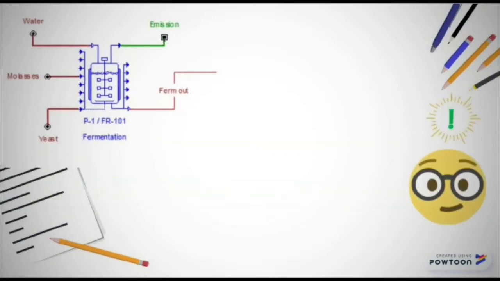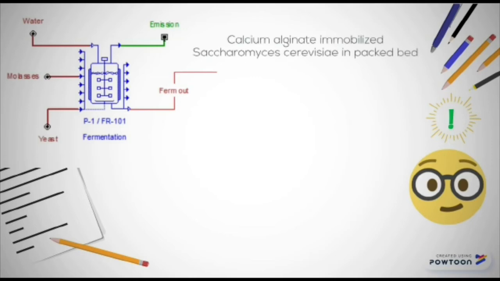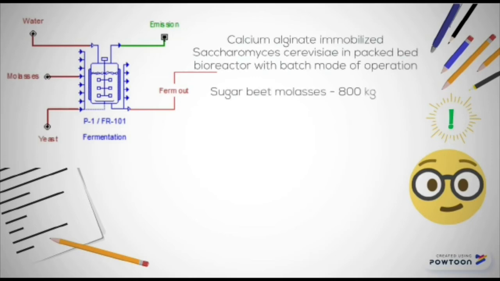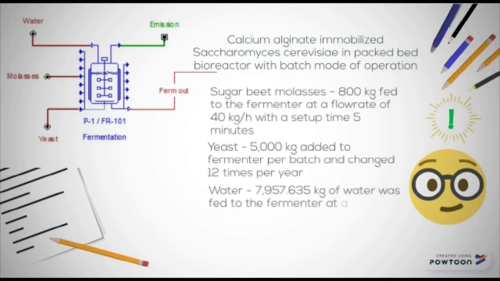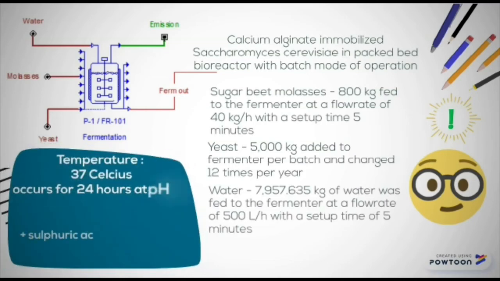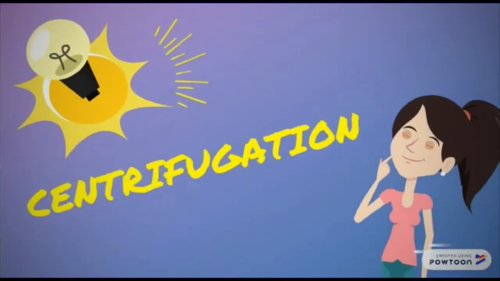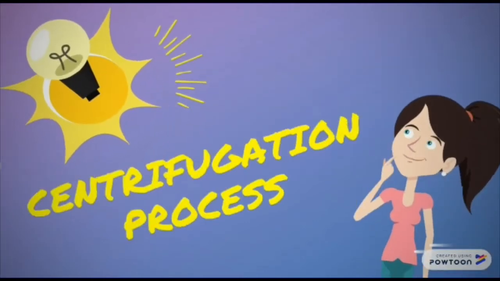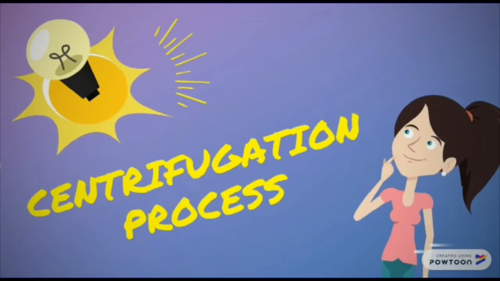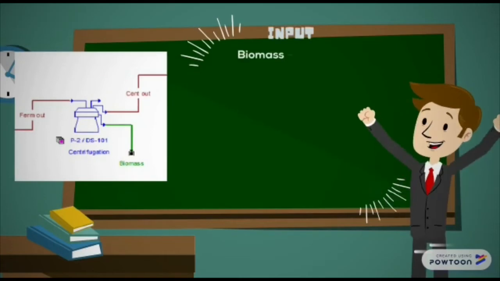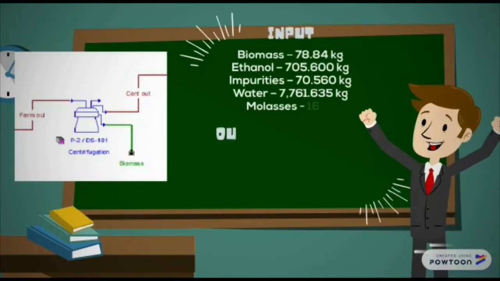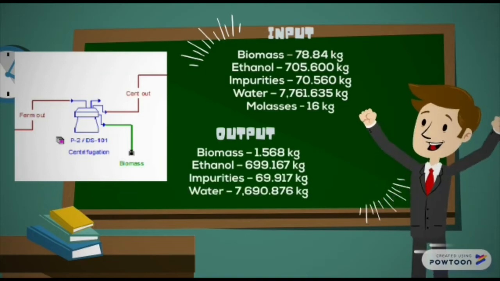In fermentation process, there are three inlets, which are 300 kg of molasses, 500 kg of yeast, and around 7.9 million kg of water. Therefore, it produces emission and fermentation out, where the fermentation out is used in the next process, which is centrifugation process. From centrifugation process, we produce 1,568 kg of biomass and around 7,000 kg of ethanol.